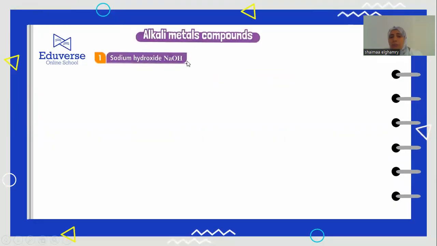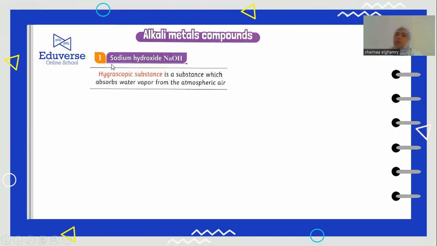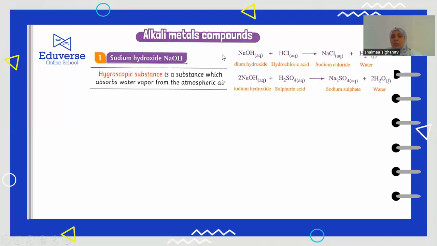Alkali metal compounds, such as sodium hydroxide. Sodium hydroxide is a hygroscopic substance. So if it is exposed to air, it absorbs water vapor from the air. NaOH plus HCl gives us NaCl plus H2O. When sodium hydroxide reacts with HCl, it gives NaCl plus H2O.